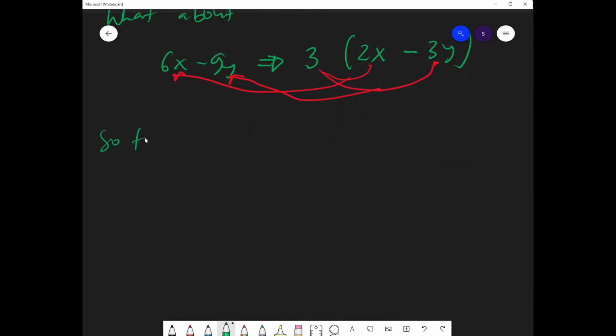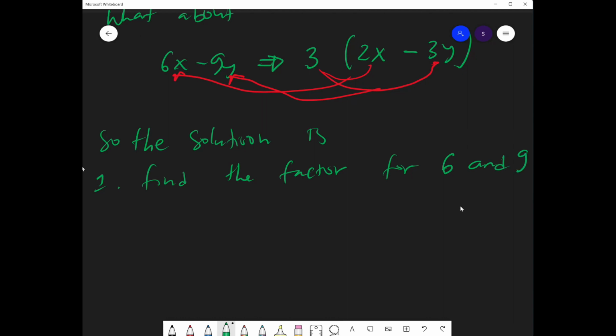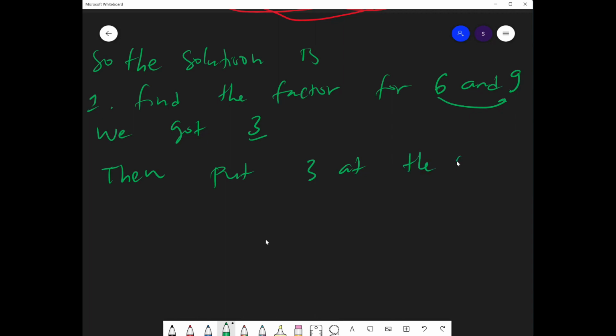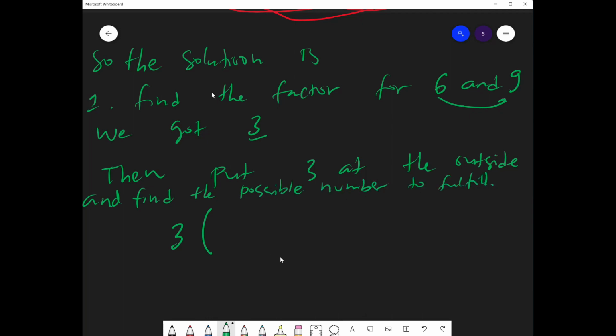So the solution for the different coefficient in the equation is, first find its factor. In this case of 6 and 9, we got 3. Then we put 3 at the outside of the bracket and find the possible number, or just divide it into the problems, and we can fill in the bracket. So in this case, we just divided 6 by 3, we got 2, and we divided 9 by 3, we got 3, and we just put the coefficient here.